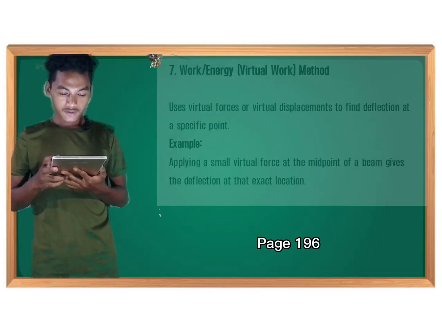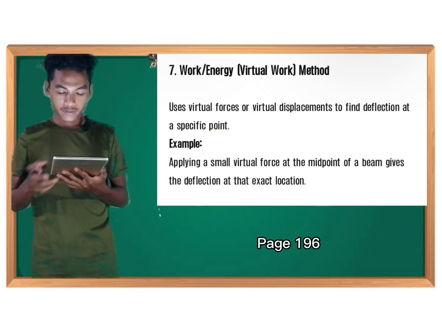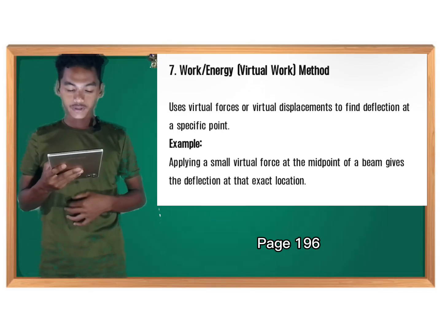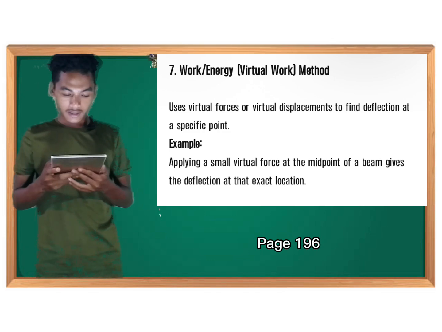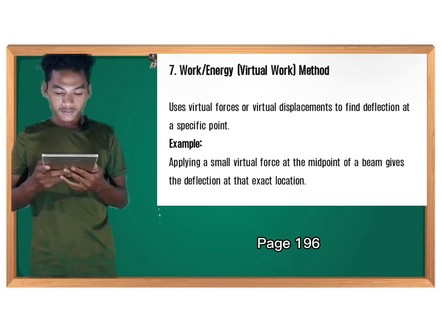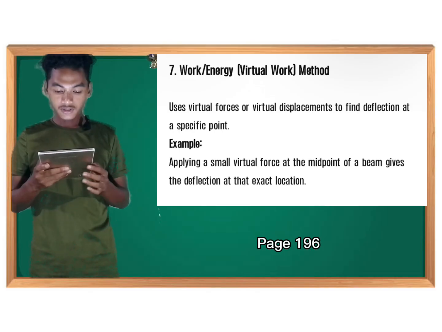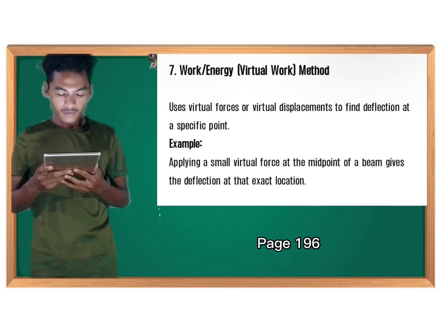Number seven is the work energy, or Betti's virtual work method. It uses virtual forces or virtual displacement to find deflection at a specific point. Example: applying a small virtual force at the midpoint of a beam gives the deflection at that exact location.